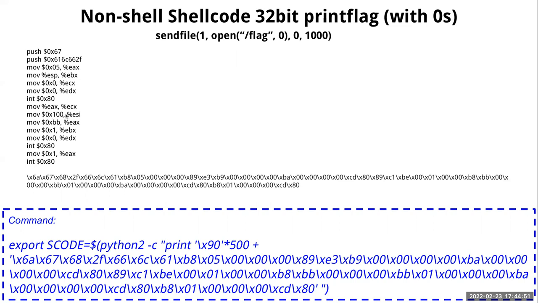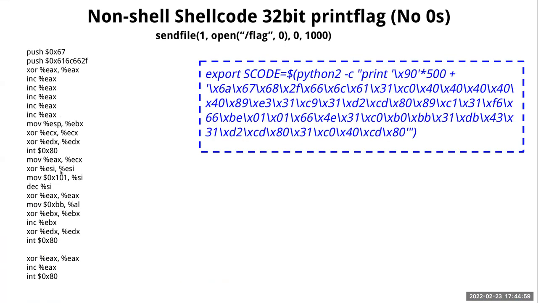So what you can do with this one is, you don't want to have a 0 in your code. What I'm doing here is I set the value of ESI to 0. Then I move this value 101 to SI. SI is 2 bytes. I'm not moving 100 to SI. If I move 100 to SI, 1 byte will be 0. So I'm moving 101 to SI.